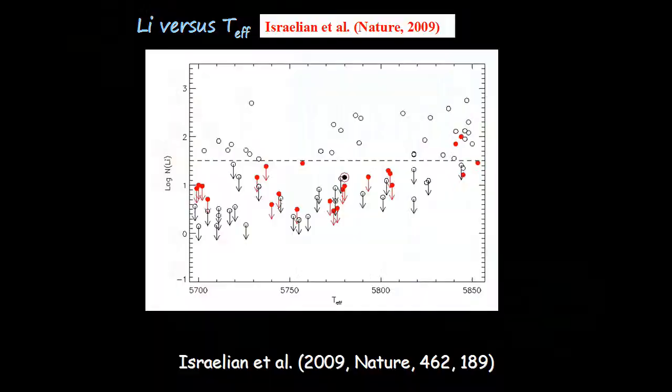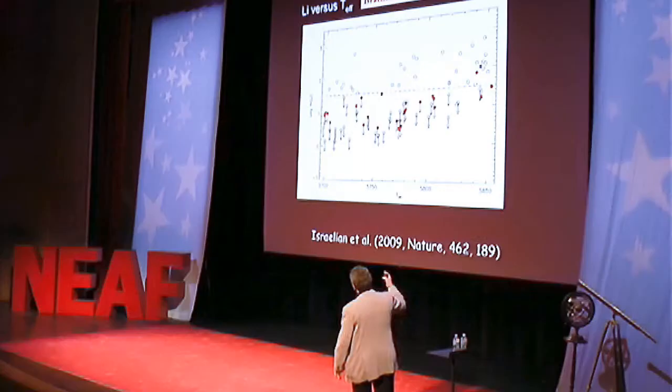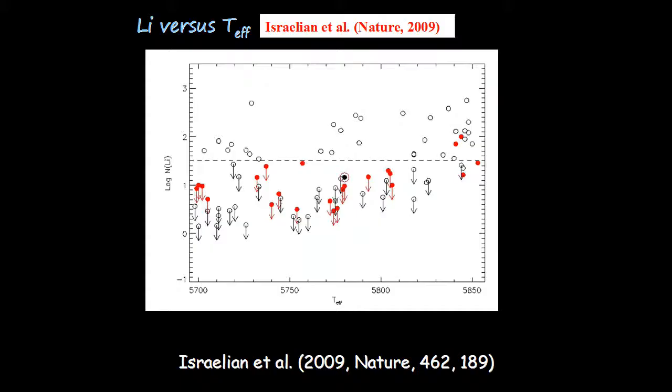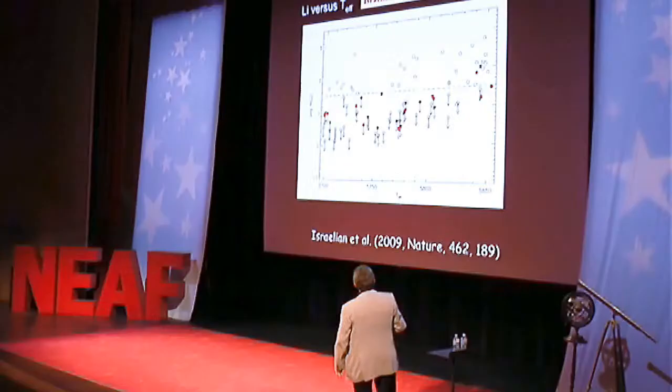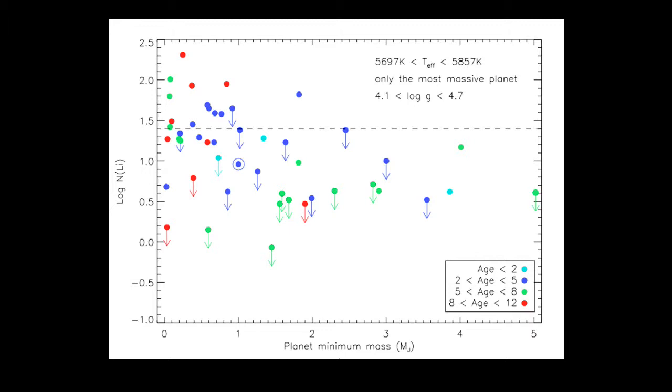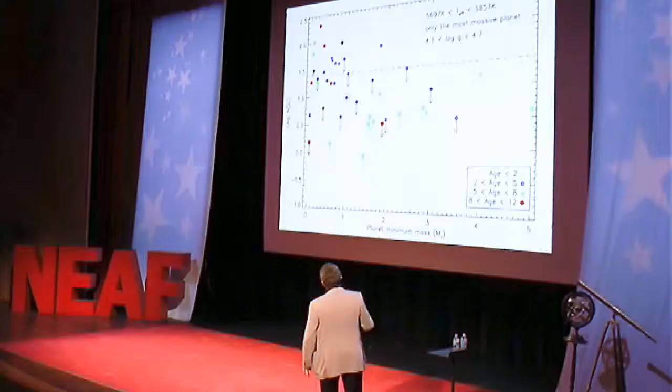So this is perhaps the most convincing evidence that we found in 2009. The red dots are stars with planetary systems, and the empty circles are stars which do not have detected planets. And we found that almost all the stars with planetary systems have very low lithium abundances, very low, depleted by a factor of 100 compared to all these guys. So this was very strong, very convincing evidence that there is something going on. But then later, we also found that this effect is true only for giant planets. If the star has a giant planet, then indeed the lithium is very low. But if you go to low-mass planets, the effect disappears.